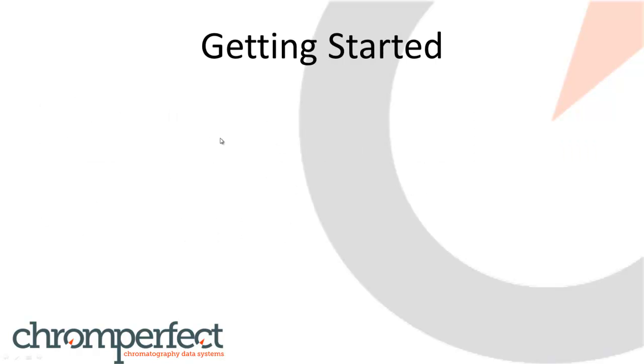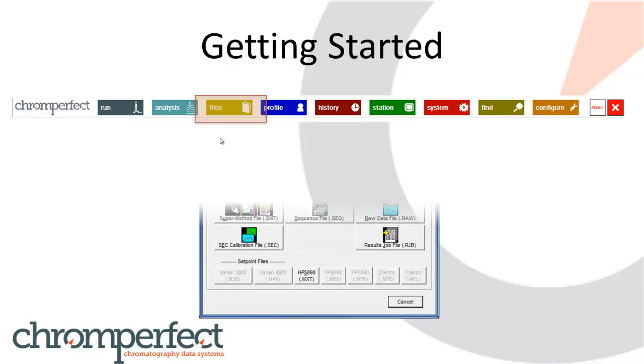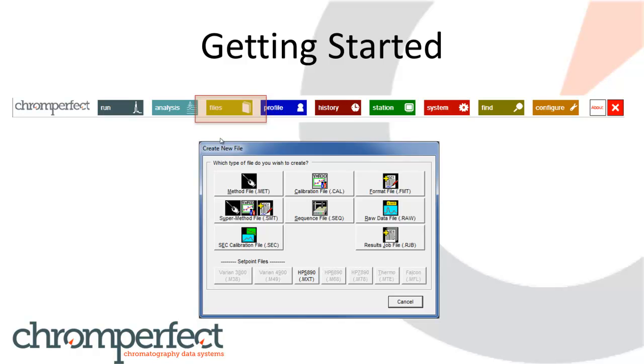Let's get started. In a moment we are going to be looking at the Chromperfect file editor. You can access this from the Files menu button on the Start bar. Whether you are creating a new set of files, or opening existing files, the following dialog box will appear. Today we are going to be focusing on method files, instrument setpoint files and sequence files.